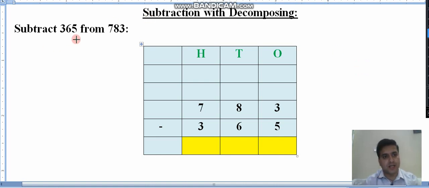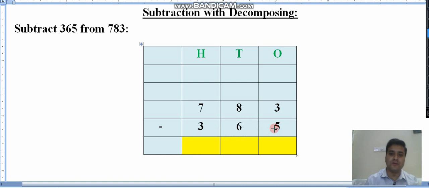Subtract 365 from 783. Now write these numbers in places, meaning we will write the digits in their respective places. First 783 minus 365. Now let us subtract this.